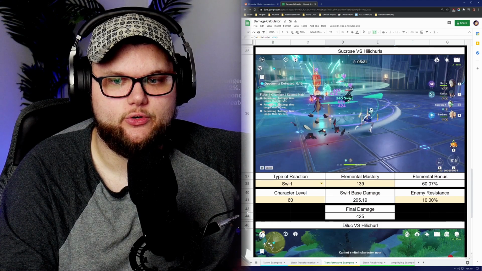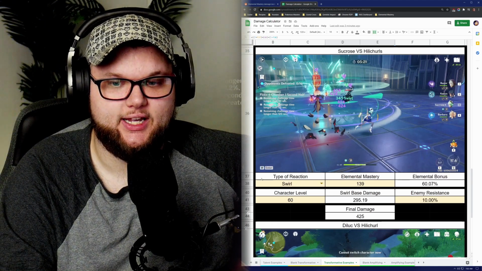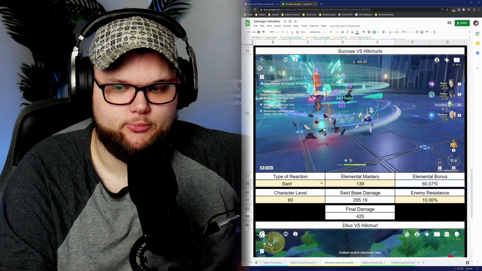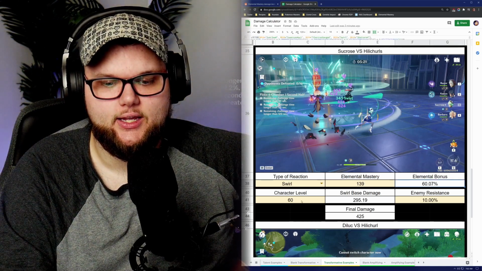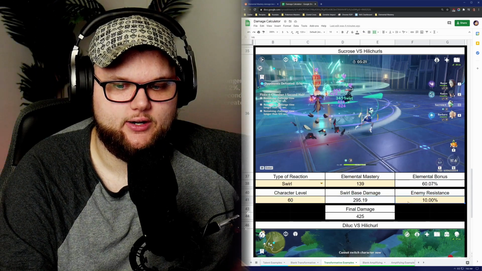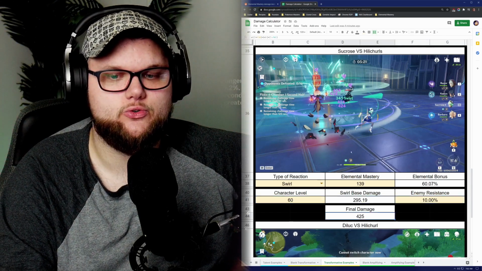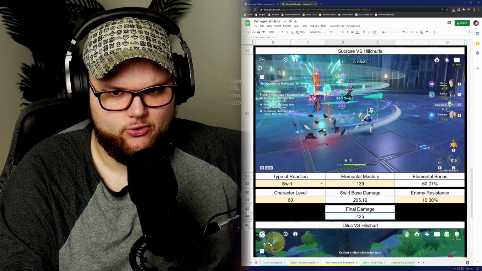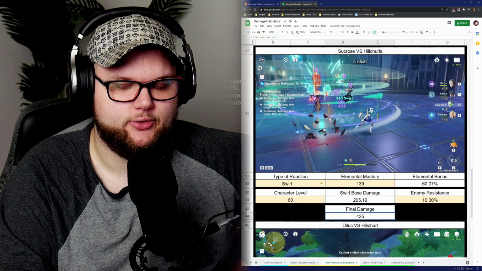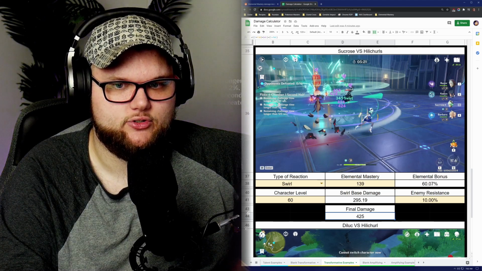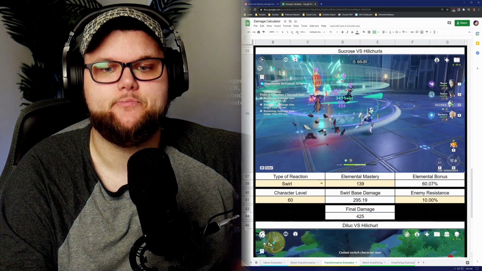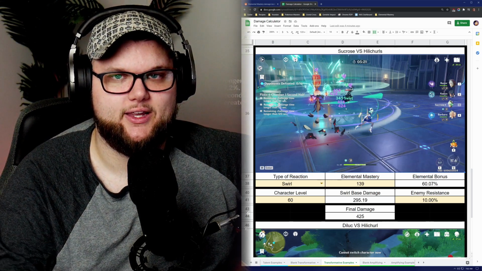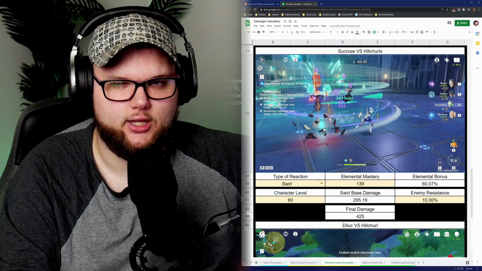Next we have Sucrose versus these Hilichurls. So we are doing a swirl based reaction, elemental mastery of 139, which gives us an elemental bonus of 60.07. Character level 60, swirl base damage there, enemy resistance there, for a total of 425, and we end up hitting 424. Now you'll notice that 424 does appear twice per enemy. So we have 2 times for this enemy, and then 2 times for this other enemy in the back. This is a special case, and we're going to go into swirl a little more in depth in a third video. So just keep that in mind for later.